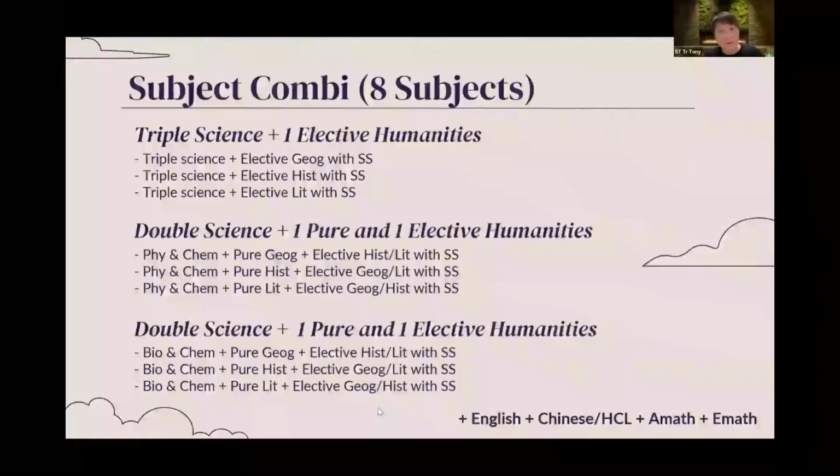So of course, the top choice is usually triple science. Because if you take triple science, you already have 6 subjects, right? You take English, Chinese, A-Math, E-Math, that is already 4.